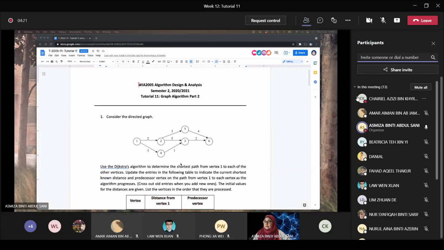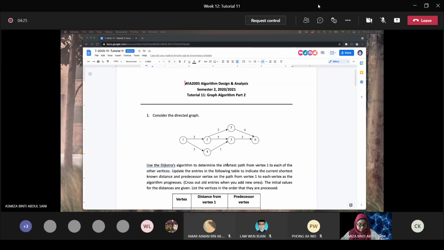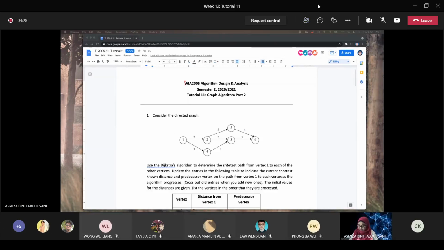Okay. All right. So today we're going to be looking at another tutorial, the graph algorithm tutorial. This week we look at three more graph algorithms, which are Dijkstra, Bellman-Ford, and Floyd-Warshall. Last week we looked at part one of graph algorithms, whereby we looked at BFS, DFS, topological sort, and MST.